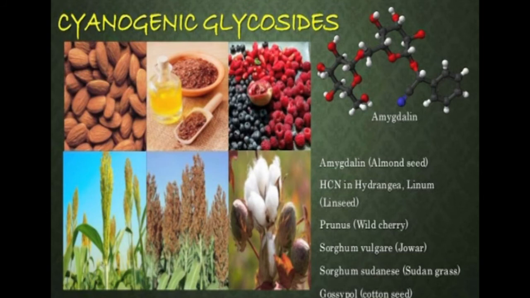The cyanogenic compounds or cyanogenic glycosides. These are glycosides in nature, and these are found mostly in all the pulses to some extent or the other. These cyanogenic glycosides, when they are hydrolyzed, release HCN or hydrogen cyanide or cyanogenic gases.